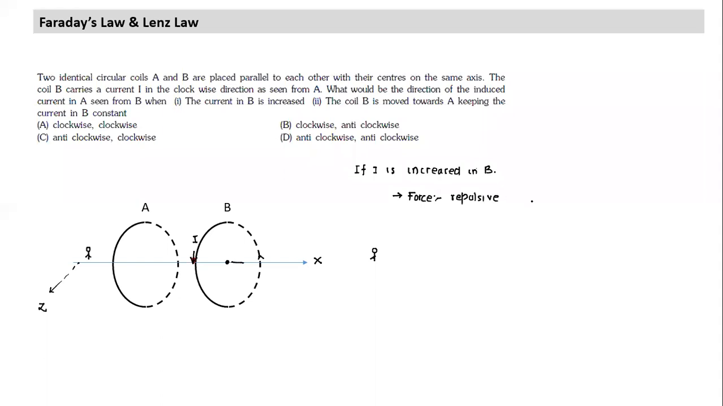If the force is repulsive, is that when the current is in the same sense or in the opposite sense? When is the force repulsive? Opposite currents repel. So what has to be the direction of current? For a repulsive force, the direction of current has to be opposite. So if it is like this, the direction here is opposite.